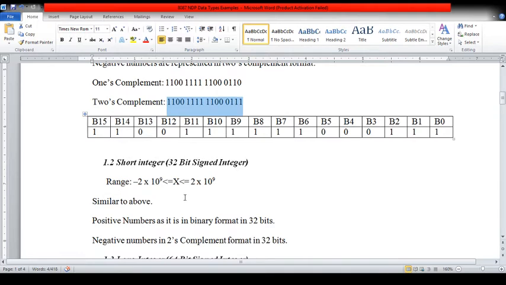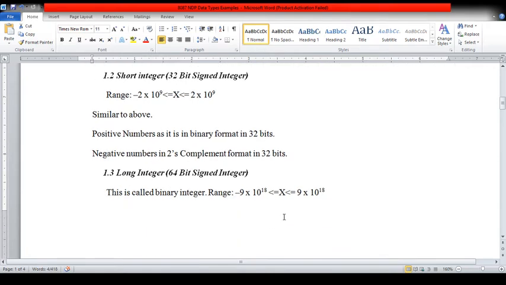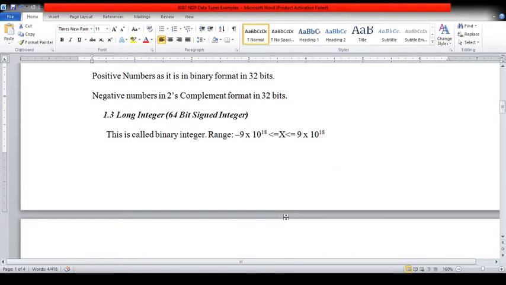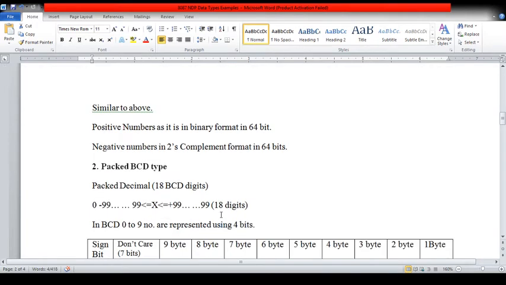Now similarly, the short integer can be represented in a size of 32 bits, with a range from minus 10 raised to 9 to positive 10 raised to 9, and similarly positive numbers have sign as 0 and negative numbers have sign as 1. Similarly the 64-bit format also, long integers of size 64 bits. Here we have a range from minus 9 multiplied by 10 raised to 18 to positive 9 multiplied by 10 raised to 18. Again, negative numbers are represented in 2's complement format.